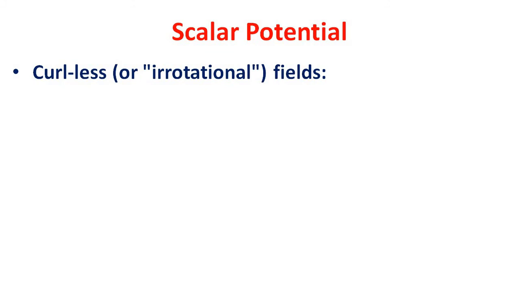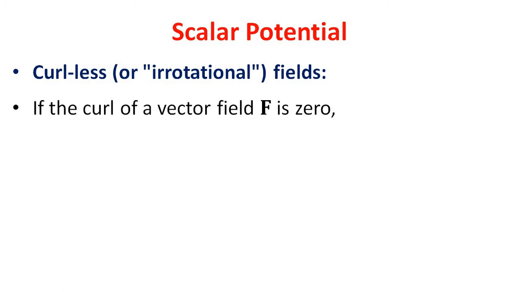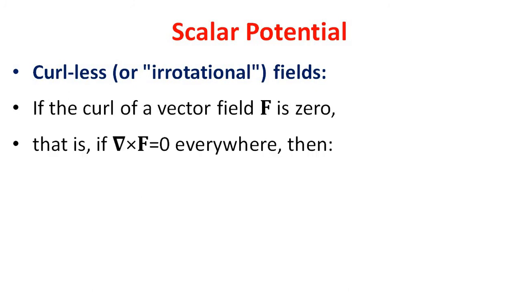നെക്സ്റ്റ് ടോപ്പിക്, സ്കേലാർ പൊട്ടൻഷ്യൽ. Curlless or irrotational fields, that is curl of F is 0. If curl F is equal to 0, if del cross F is equal to 0, then F is called curlless or irrotational. കേൾ എന്താണെന്ന് നമ്മൾ പറഞ്ഞിട്ടുണ്ട്. സോ ഒരു വസ്തു കേൾ ചെയ്യുന്നില്ലെങ്കിൽ നമ്മൾ അതിനെ വിളിക്കുന്നത് എന്താണ്? ഇറ്റ് ഈസ് ഇറോട്ടേഷണൽ. ദാറ്റ്സ് ഇറ്റ്. del cross F equal to 0 everywhere. That means if a field F is irrotational, then del cross F equal to 0 everywhere.